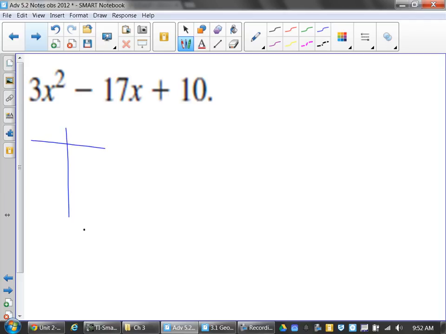I do the same thing I was doing a minute ago. What's 3 times 10? 30. Okay. What times what is 30? You add together to get negative 17. Negative 15. Perfect. Everybody see that? It's negative 15 and negative 2? Yeah. Why did you do 30? 3 times 10. Well, like why?